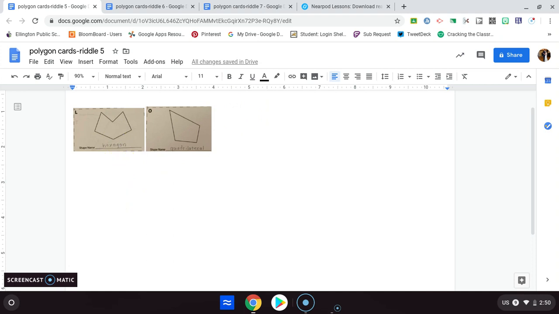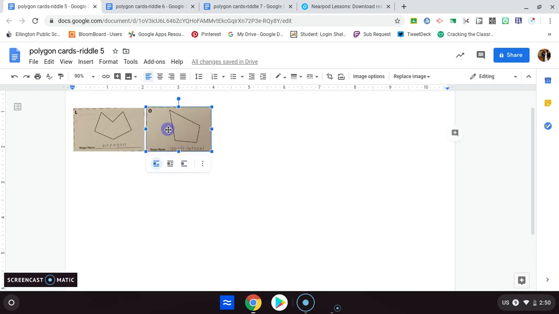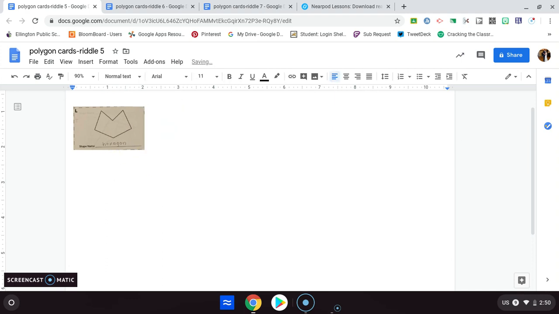Last one, my polygon has exactly one line of symmetry. Oh, right down the middle. If I folded it here, it would match up, mirror image, so we're left with L. Our polygon is L.